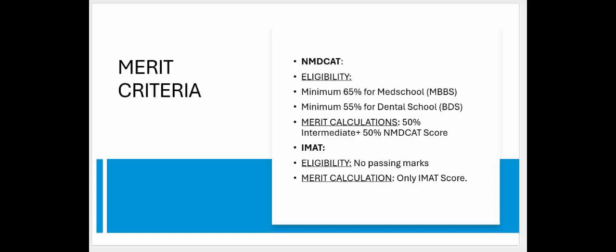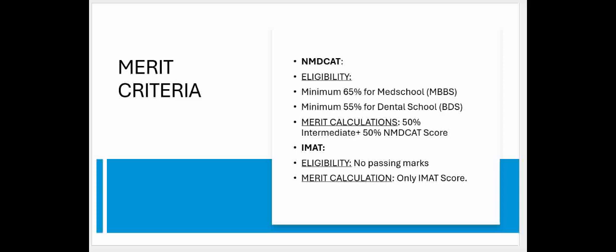Then there's a difference in eligibility as well. So eligibility to apply for MBBS. Before, I told you that you need a minimum of 65% in intermediate to sit for an MDCAT. So merit criteria is very different as well. This one is like you need to have 65% in MDCAT to apply for MBBS, which is med school, and 55% for BDS, which is dental school.